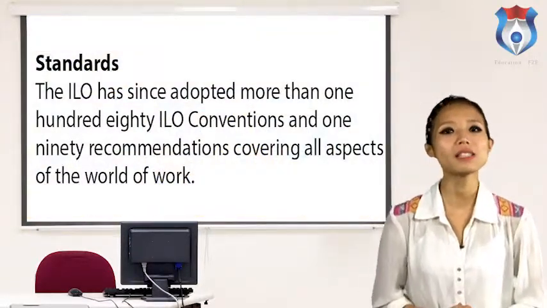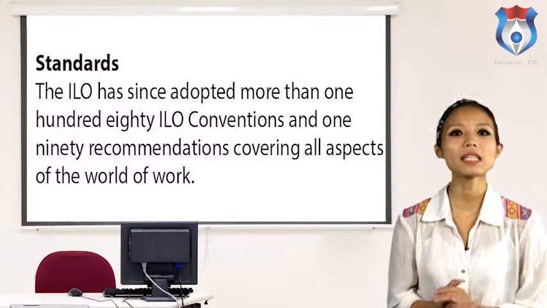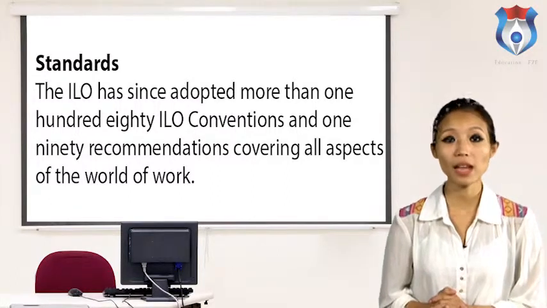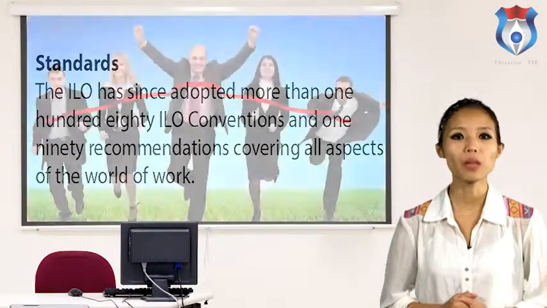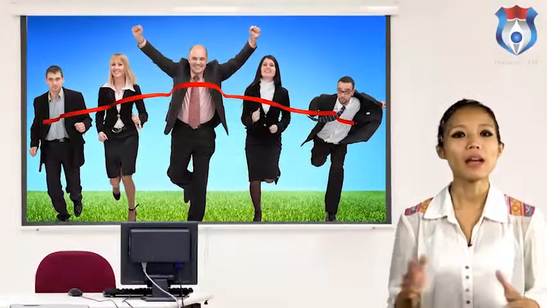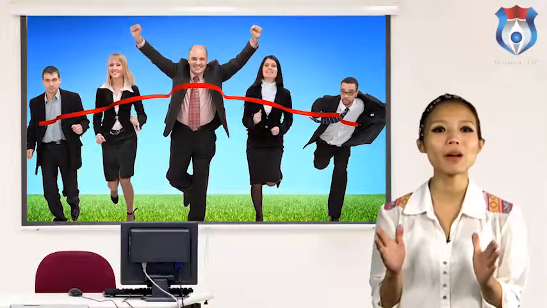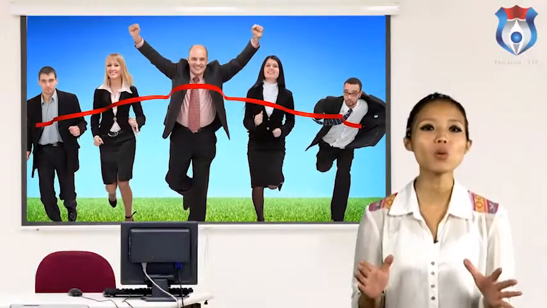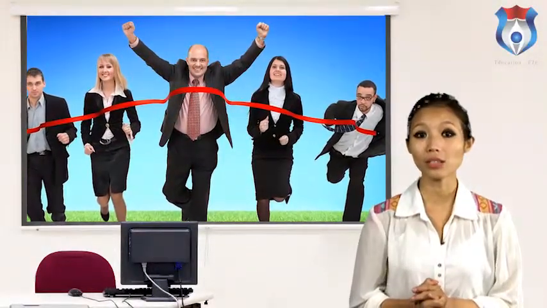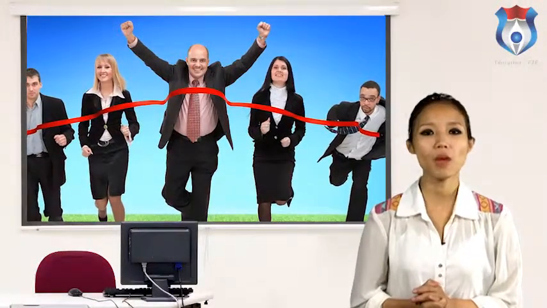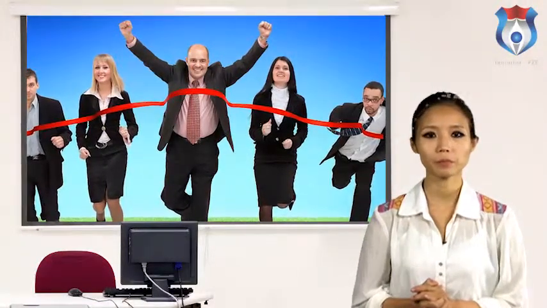The ILO has since adopted more than 180 ILO conventions and 190 recommendations covering all aspects of the world of work, employment and income. The ILO is particularly concerned about the massive unemployment of young women and men. Nearly half the world's unemployed are young people, and it seeks to help them and their governments through policy advice and concrete training and employment initiatives.